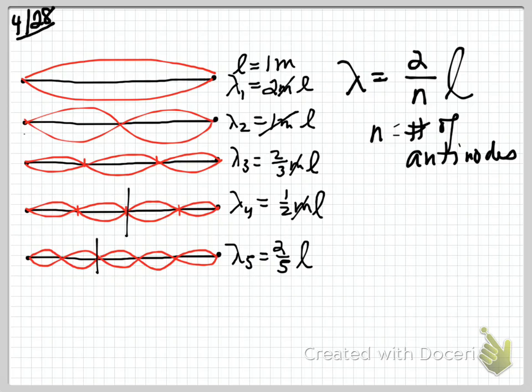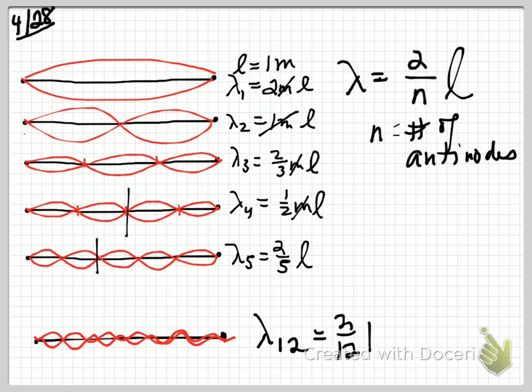So I'm going to draw a really crazy harmonic here. Crazy, I told you. I can't even do it. For the 12th harmonic, what's the wavelength? Yeah, 2 over 12 L, or 1/6 L, a sixth the length of the string.